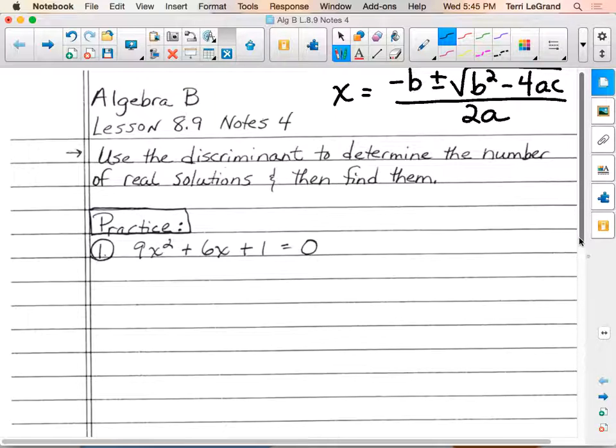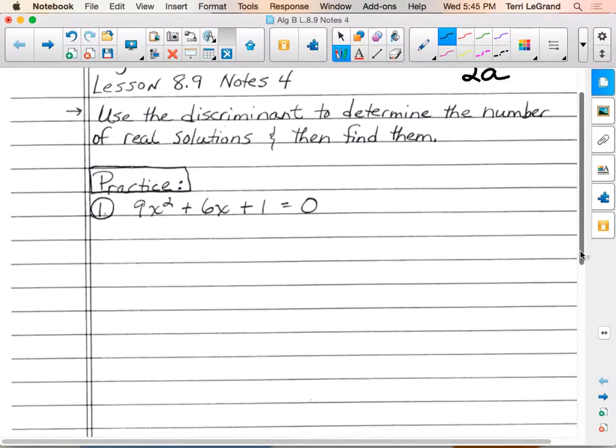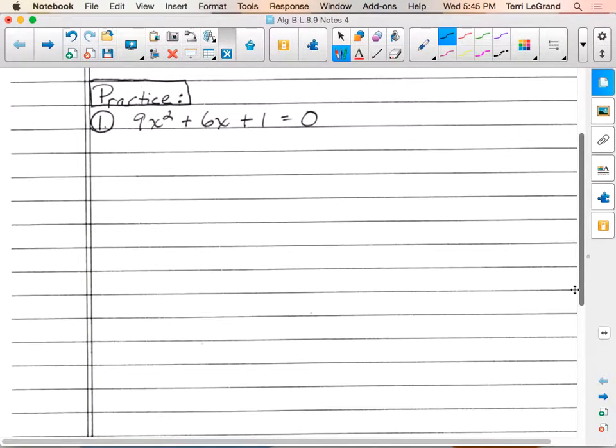Okay, so here's what we're going to do today. We're going to use the discriminant first. We're going to kind of do this out of order from what we've been doing. We're going to use the discriminant to determine the number of real solutions, and then we're going to find them. Now, trust me, I'm not creating more work for you. Just bear with me. Okay, so in number 1, is it ready to identify A, B, and C?